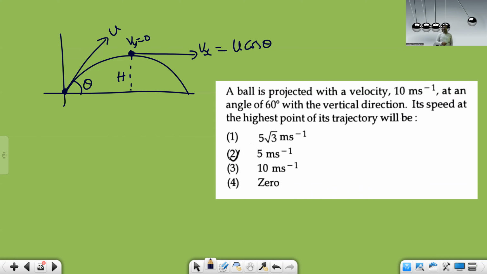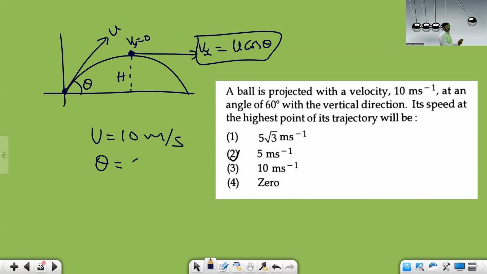Vx value, I got it as u cos theta. So Vx is u cos theta, fine. Here u is given as 10 meter per second. And if you take theta as 60 degree, it is wrong. They give angle 60, no sir. No doubt the angle they give is 60, but it's wrong.